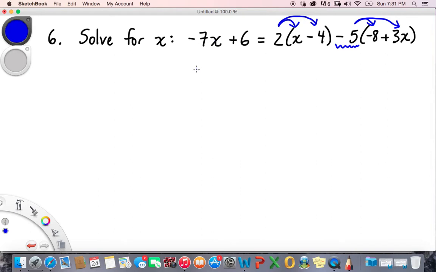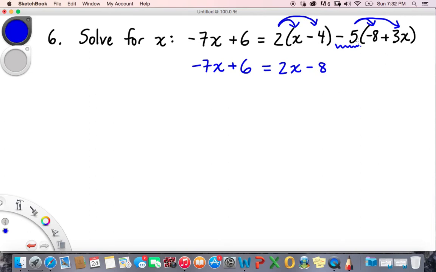On the left-hand side, there was nothing going on as far as multiplying, other than what we already see, negative 7 times x plus 6 equals, now let's do this multiplication. 2 times x is 2x. 2 times negative 4, positive times a negative is a negative. 2 times 4 is 8.